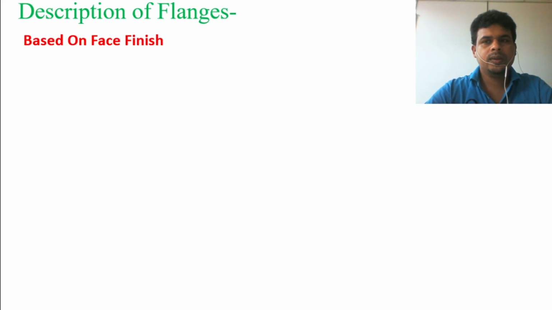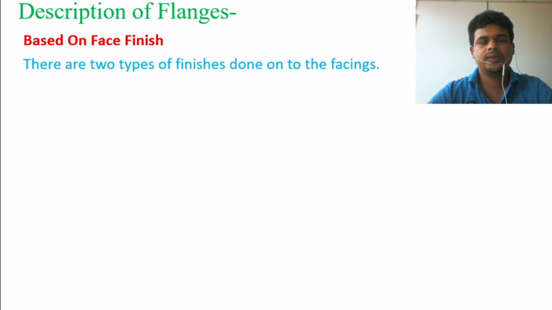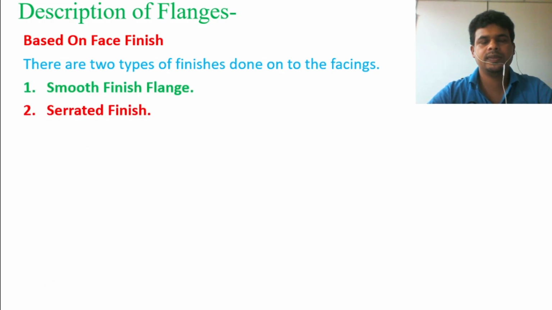So that one was based on facing. Now I will discuss based on face finish. Based on face finish we also have differentiation in flanges. So let's see what is based on finish. There are two types of finish done on the facing. Number one is the smooth finish flanges, and number two is the serrated finish flanges. How the smooth finish and serrated finish look, I will show you in photos, and I will give you some information here.